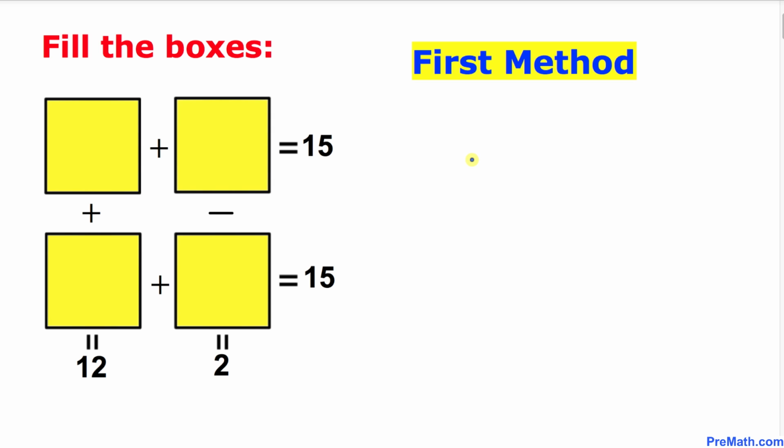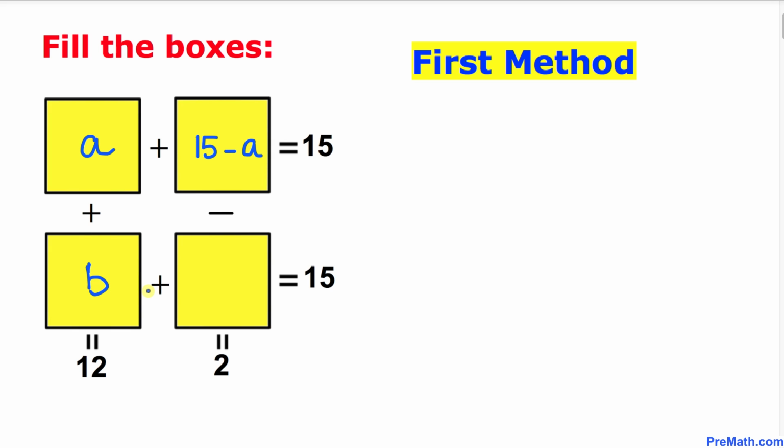And here's the very first step we are going to do: we are going to label these boxes. I'm going to call this box A and this box B. So far so good. Then this box is going to be simply what we should add so we can get 15. So we can see that this box has got to be 15 minus A, isn't it? A plus 15 minus A is going to give us 15.